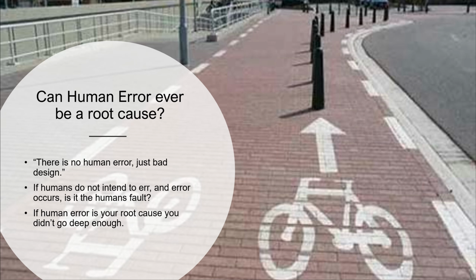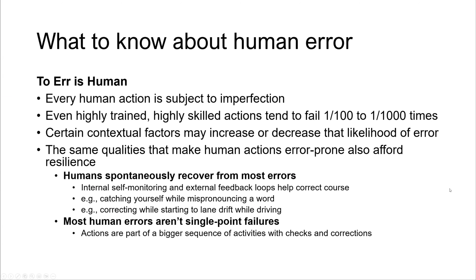And then like I said, in accident investigation and cause analysis, typically what you'll hear is if human error is your root cause, you didn't go deep enough. There's something that caused the human error. And so you need to get into what that is. So again, looking at what we know, to err is human. Every human action is subject to imperfection. Even highly trained, highly skilled, highly proceduralized actions tend to fail 1 out of 100 or 1 out of 1,000 times.